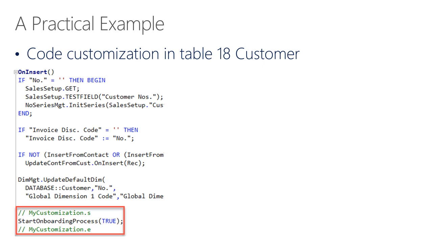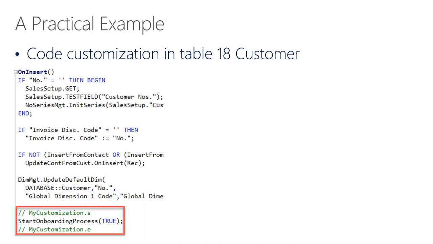Let us jump into a practical example of how to shift code from an object in the Microsoft Base app to an object in your number range by leveraging events. As you can see in this example, there is code customization in table 18, the customer table. At the end of the onInsert trigger, a method is called which obviously starts an onboarding process for the new customer. This calls a function in the customer table, which is a method declaration. This method declaration points to a code unit in your own number range, which actually implements the function. Again, if you're not familiar with this architecture, you may want to have a look at the video on structured development methodology.